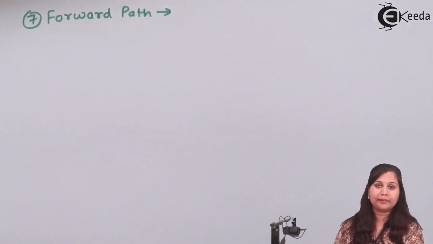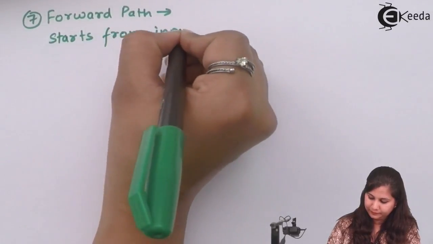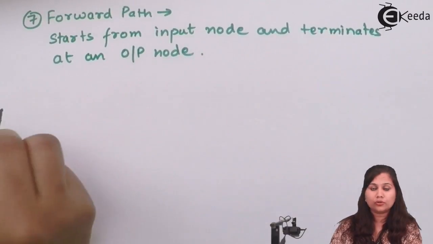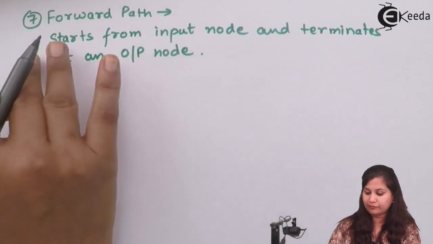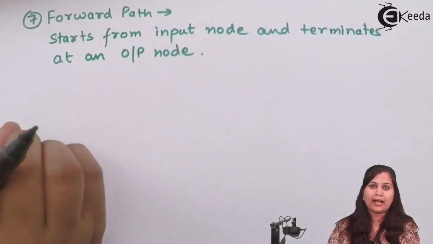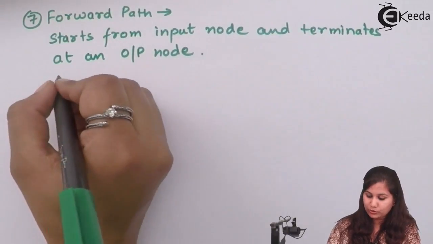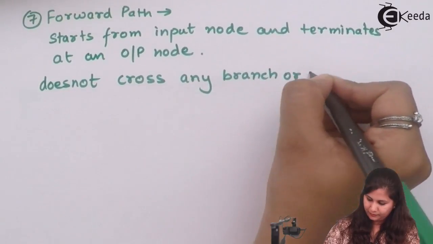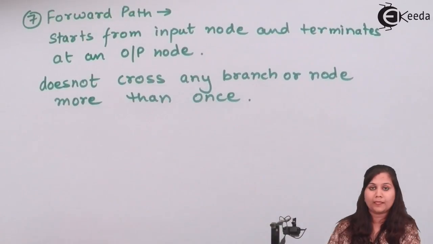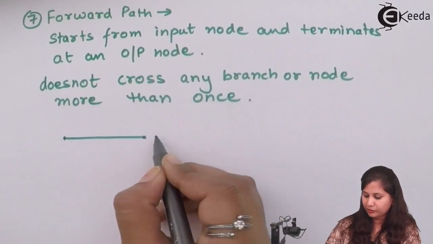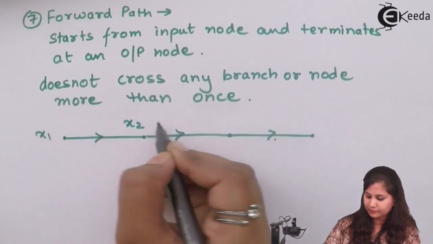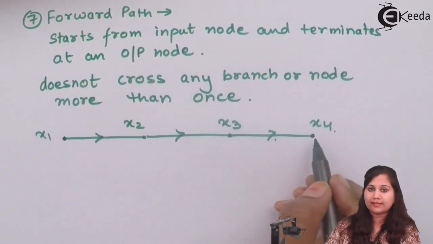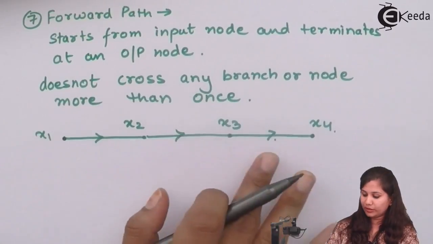It is a path which originates from an input node and terminates at an output node. Also, when it is traversing this path, starting from the input node and terminating at the output node, no node has to be encountered twice. That is, it is not going to cross any node two times. So a simple forward path will be like this. It is starting from the input node and terminating at the output node, and no node is crossed twice. More than once, no node is being crossed by this path.